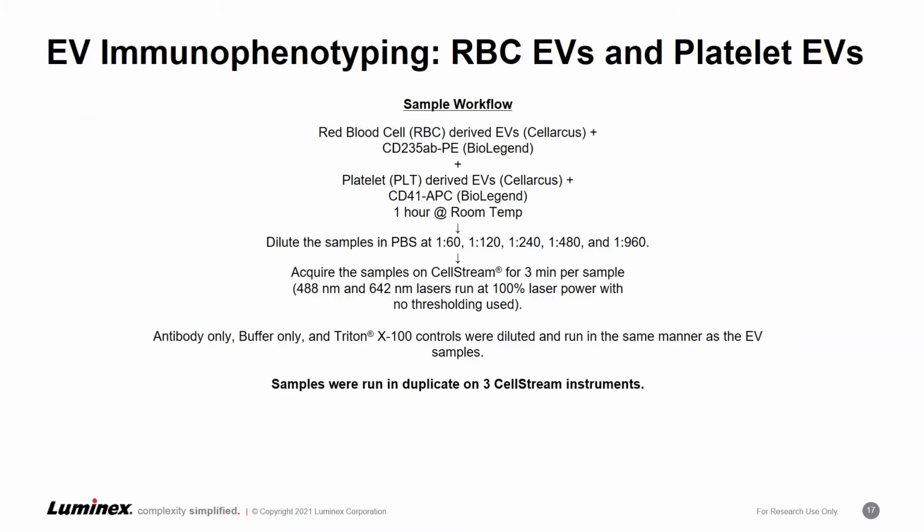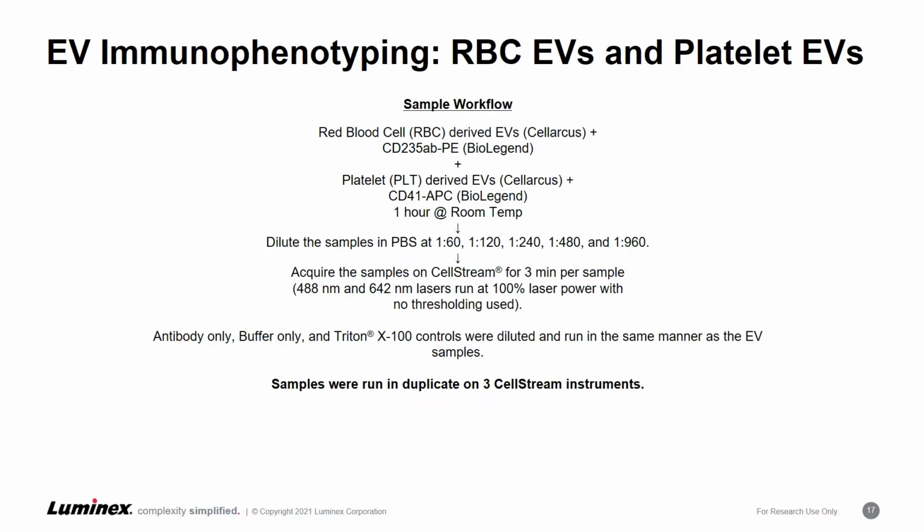In order to immunophenotype EVs, we follow this workflow using red blood cells, or RBCs, and platelet-derived EVs. The EVs are obtained from Cellular Biosciences. The RBCs and platelets were washed and treated with a calcium ionophore to induce vesiculation. The vesicles were then isolated via centrifugation. The resulting EVs were labeled with either an anti-CD235 antibody with PE or a CD41 antibody with APC.